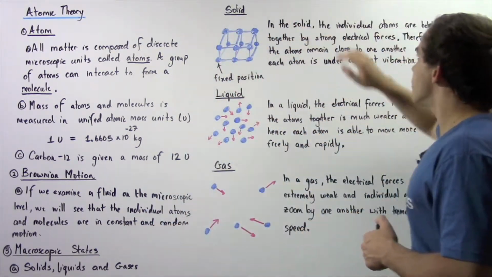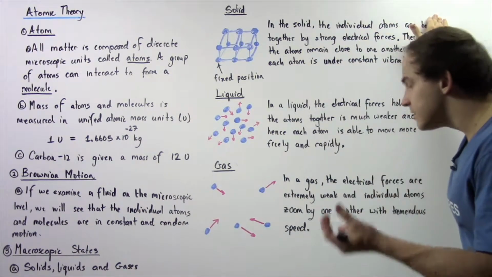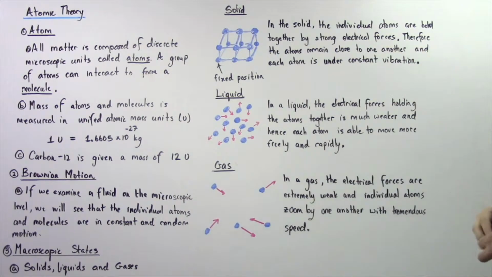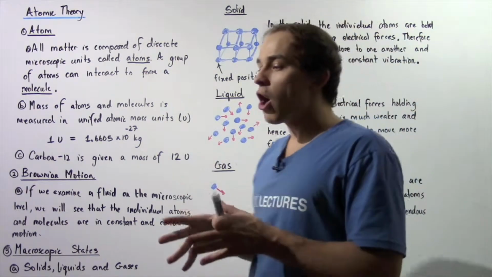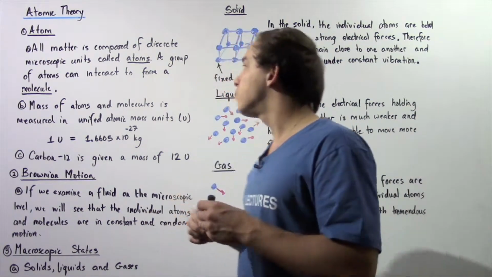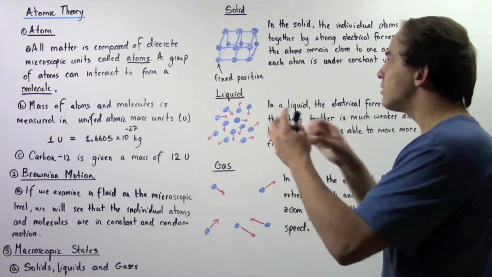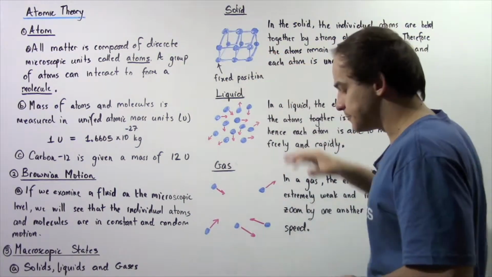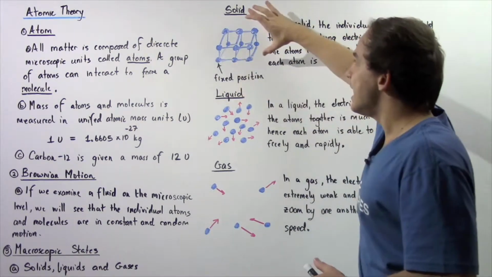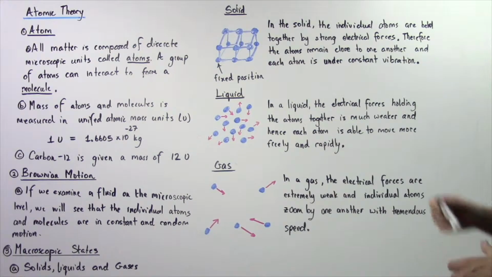Now, in a solid, the individual atoms are held together by relatively strong electrical forces. The electrical forces are a direct result of the charge in the electrons and the protons. These negative and positive charges interact with one another, forming the following crystal lattice. Now, crystal lattice is simply the following shape of the solid macroscopic object.